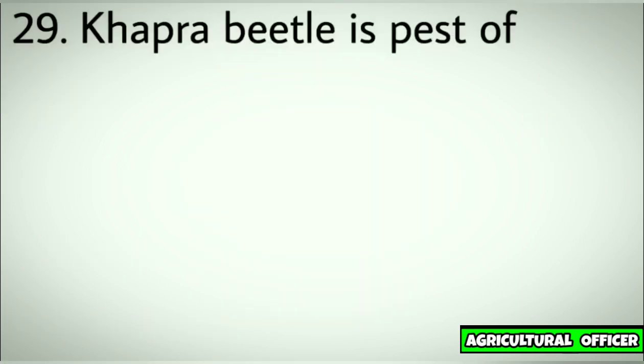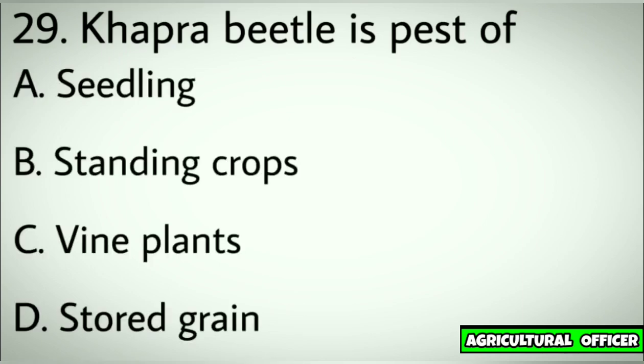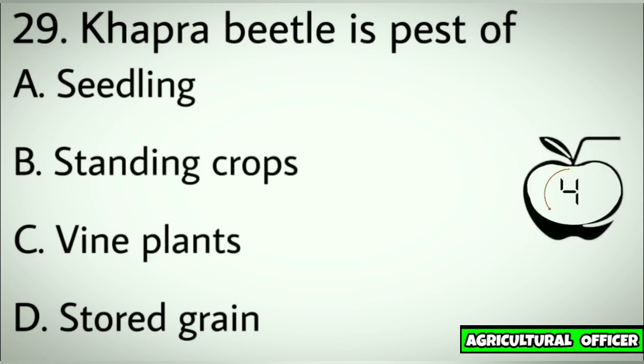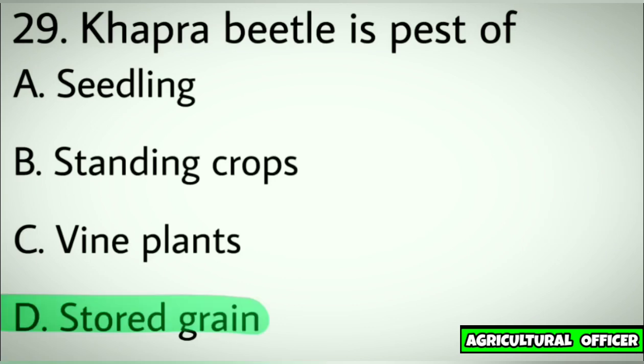Question number 29. Copra beetle is a pest of which of the options: A. Seedling, B. Standing crops, C. Vine plants, D. Stored grain. Correct answer: D. Stored grain.